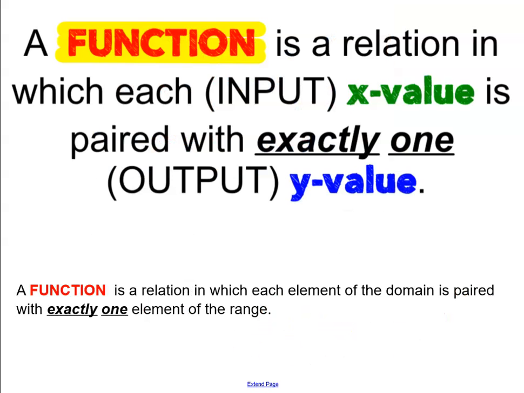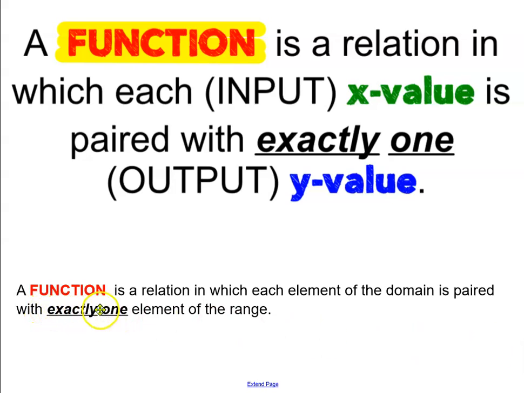So the definition of a function is a relation, a pairing of numbers, in which each input, or x value, is paired with exactly one output or y value. So a function is a relation in which each input is paired with exactly one and only one output. So for every x value you have, it will always come out with the same y value.